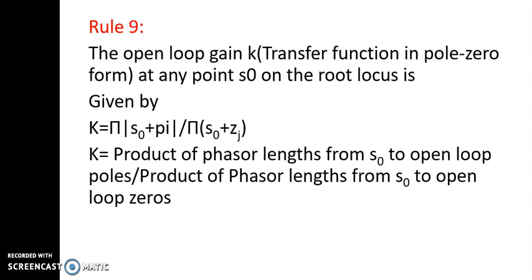Rule number 9. The open loop gain of the transfer function with an open loop zero, at any point s0 on the root locus, is given by K times the product of (s0 plus p) divided by the product of (s0 plus z). K is the product of the phasor lengths from s0 to the open loop poles, divided by the product of phasor lengths from s0 to the open loop zeros.